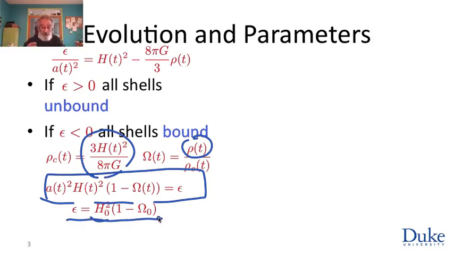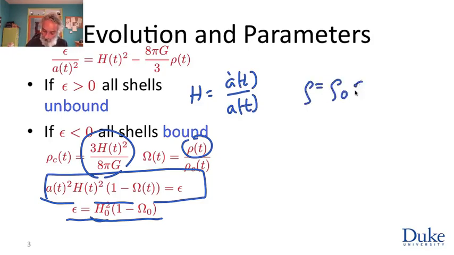Now, given a particular value for omega, remembering that H is related to a by H is the rate of change of a divided by a, and that rho is rho 0 times a to the minus 3, this becomes what we call a differential equation for the function a of t, and I can solve it. Now, we don't solve differential equations here, so I'm just going to tell you what the solutions are. In fact, I'm not even going to bother to write them until later. I'm just going to plot them.